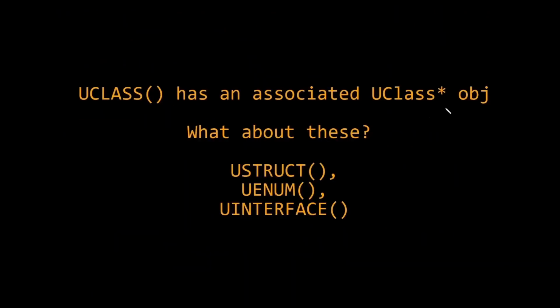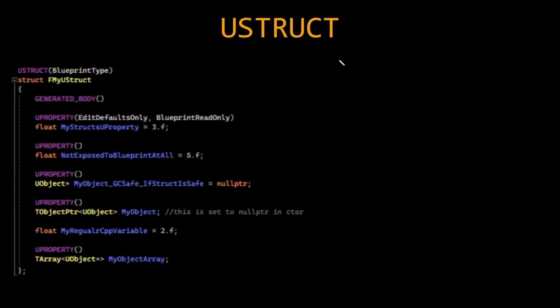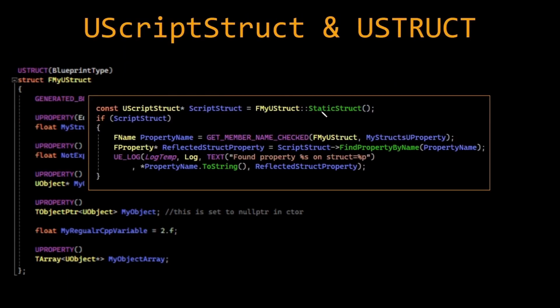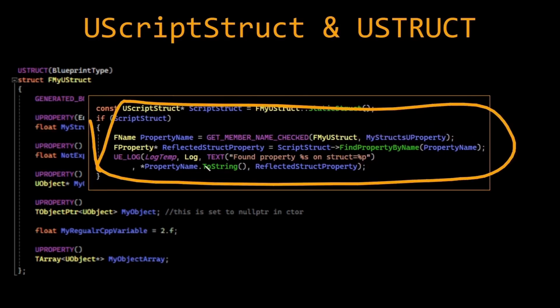So we saw that UClass has an associated UClass pointer. But what about these types? So we have UStruct, UENUM, and UINTERFACE. Well, if we look at a UStruct, here I have one defined. We've got a USTRUCT, generated body, and then we have some properties. And we can do something like get UClass, but it's the static struct for this struct. And it returns this ScriptStruct pointer, which is effectively a reflected type. We can use this reflected type to find properties, like find property by name, and do reflection stuff there.